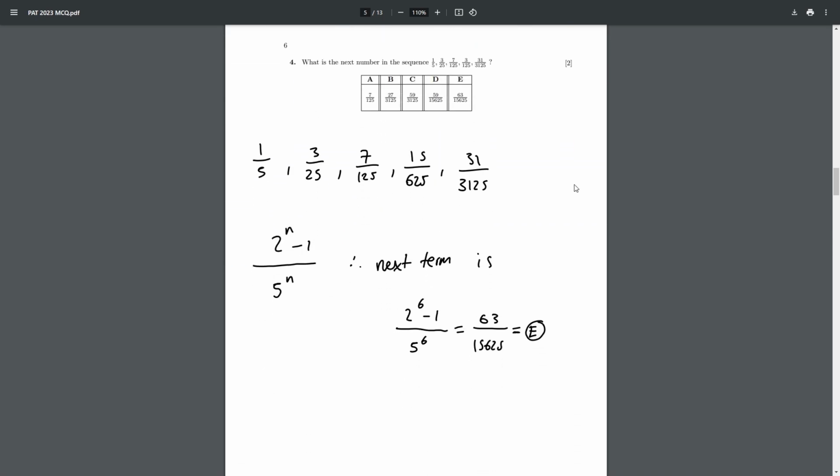Question 4. The next number in the sequence, 1 over 5, 3 over 25, and so on. Looking at this, the denominators look like powers of 5.